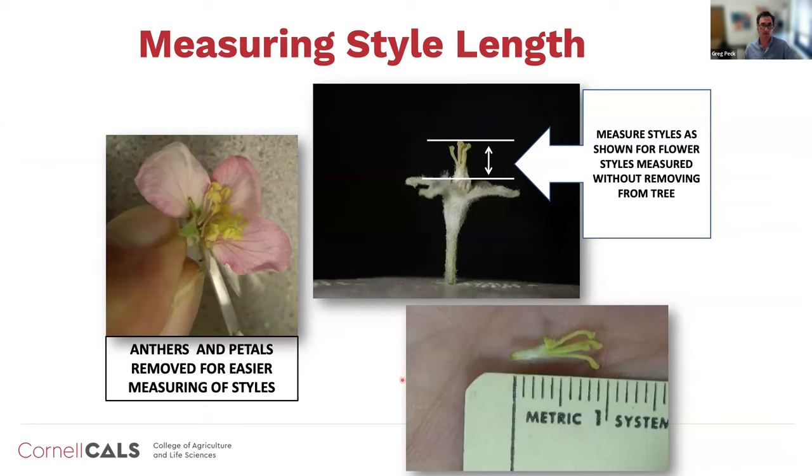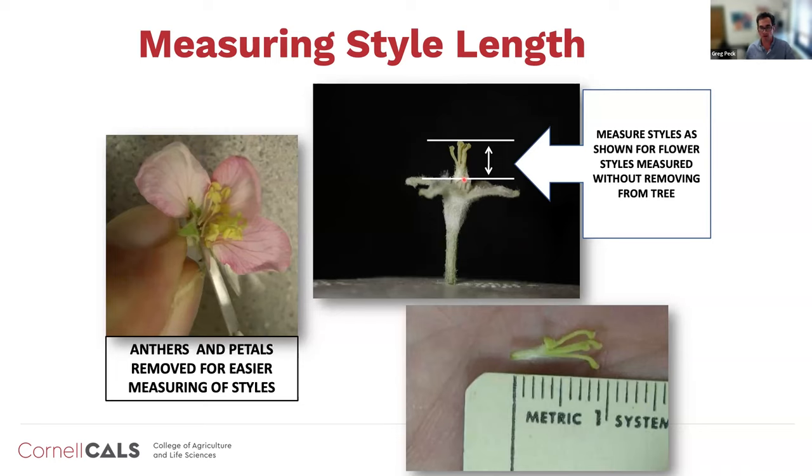Okay, so the style length is something that you have to measure in the field. We're measuring from the top of the stigma through the middle of the carpel, almost down to the calyxes. So not just the styles themselves, but down to the bottom there. And we figure that fertilization is probably happening somewhere in there where my pointer is. So we are measuring the starting point to the finish line, and how long does that take to happen?